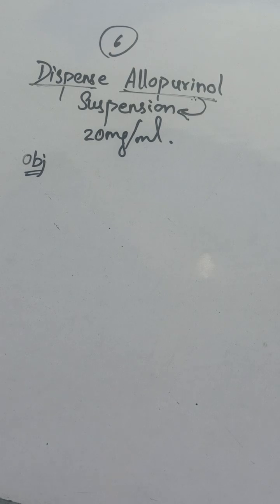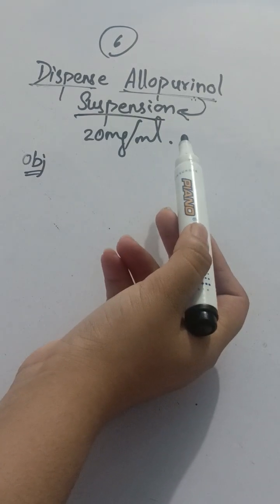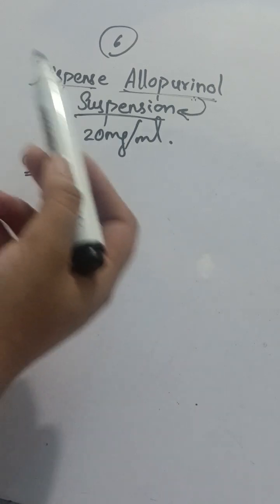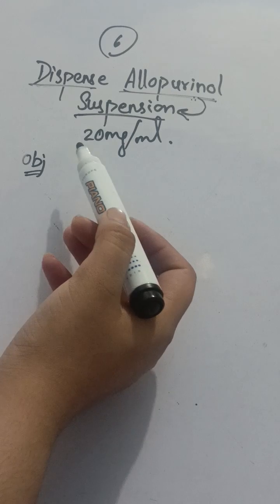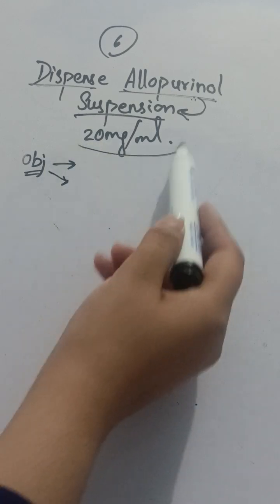Similarly, if a very old person came to you and he cannot swallow a tablet, he will swallow the suspension easily. And we are making it a suspension only, because allopurinol is slightly soluble in water, so we will disperse it in a vehicle to make the suspension of it, not the solution.